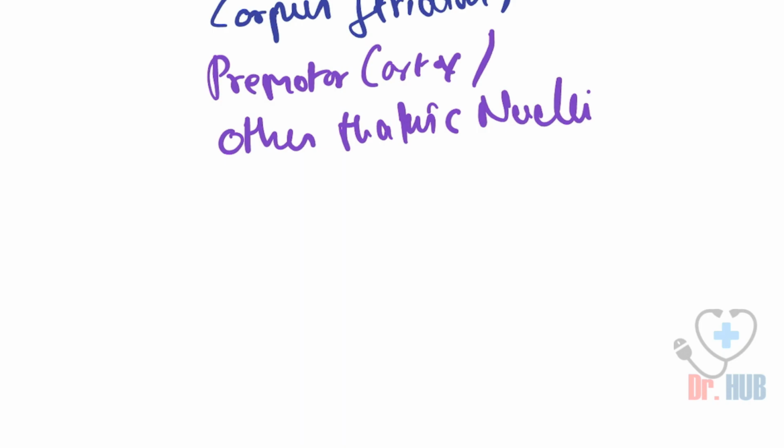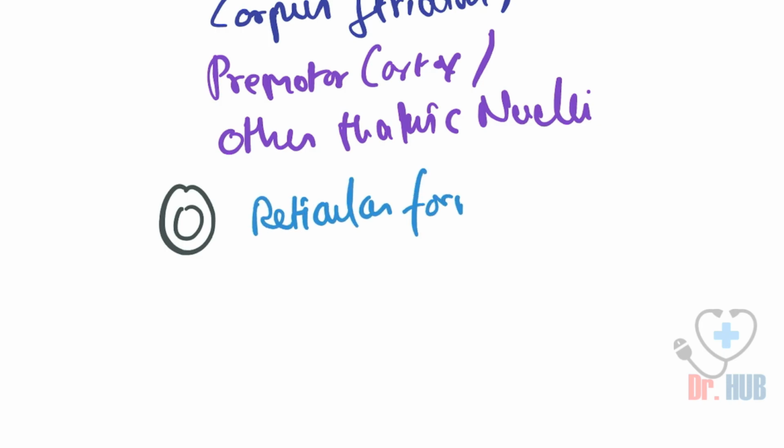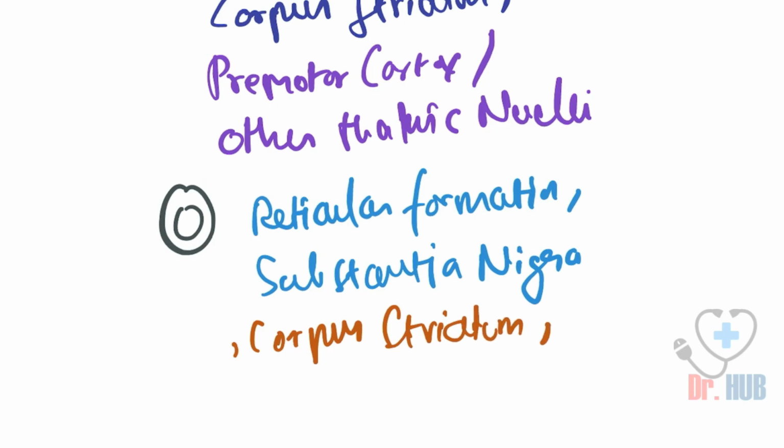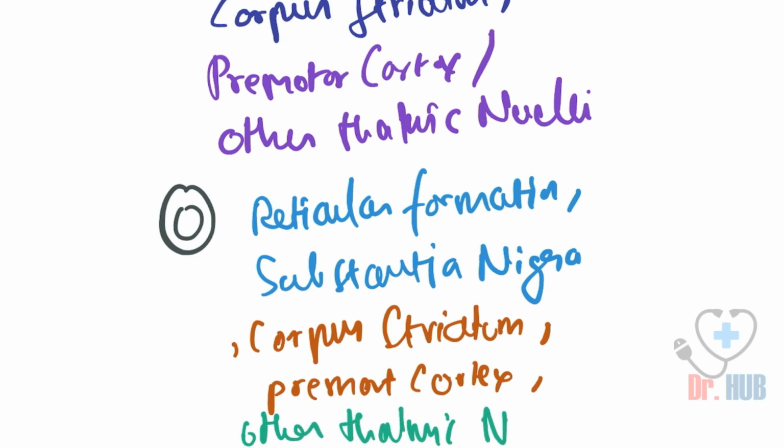So this is the input of the ventral anterior, and then we look at the output. The output includes the reticular formation, substantia nigra, the corpus striatum, and also the premotor cortex and the other thalamic nuclei.